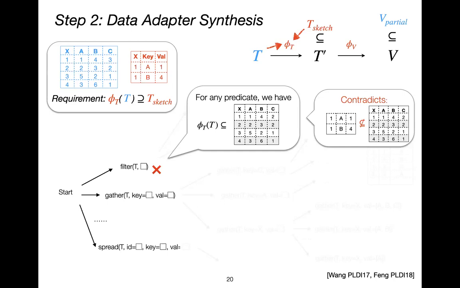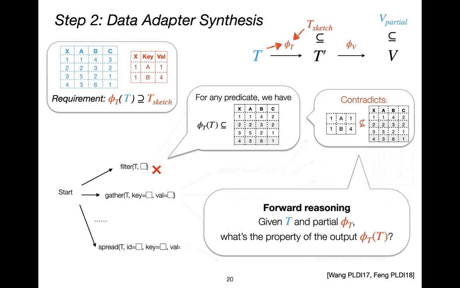So actually we can define this kind of abstract semantics for all the operators directly, so that we can do this kind of forward reasoning. This is essentially a forward reasoning process: given the input table and a partial program, we ask what the property of the output is, and use this property to check against the real output we want. If we derive some contradiction, we reject this branch, so we don't need to go deeper anymore.